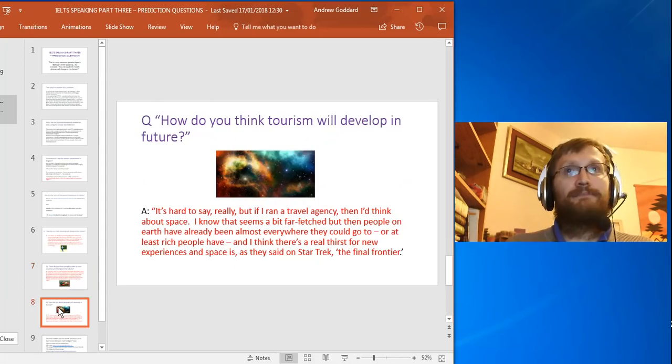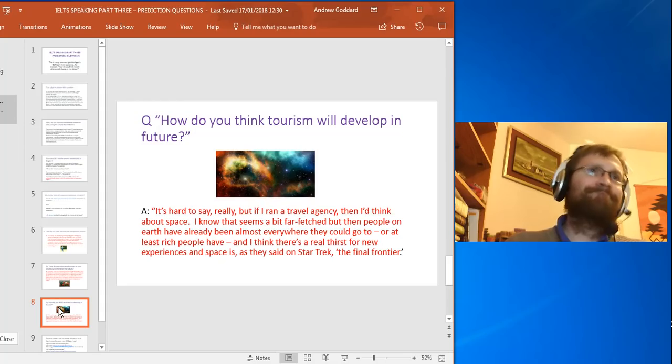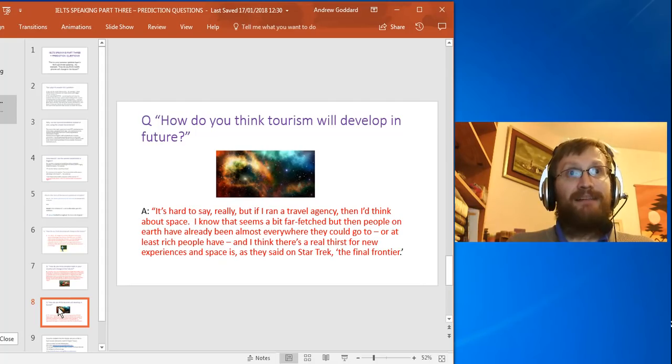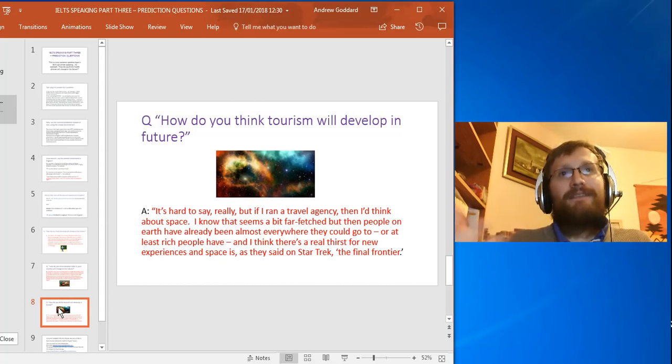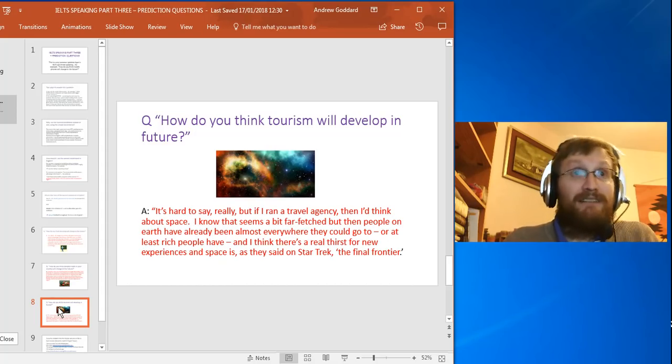One final example, bit of a silly one. How do you think tourism will develop in future? It's hard to say, really, but if I ran a travel agency, then I'd think about space. I know that seems a bit far-fetched, but then people on Earth have already been almost everywhere they could go to, or at least rich people have, and I think there's a real thirst for new experiences, and space is, as they said on Star Trek, the final frontier.